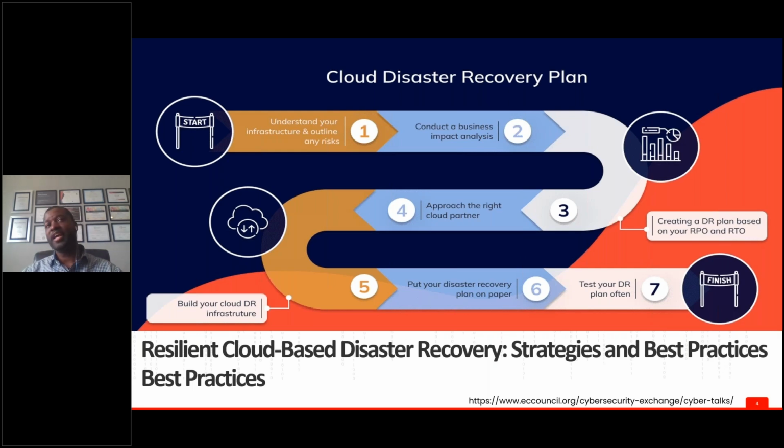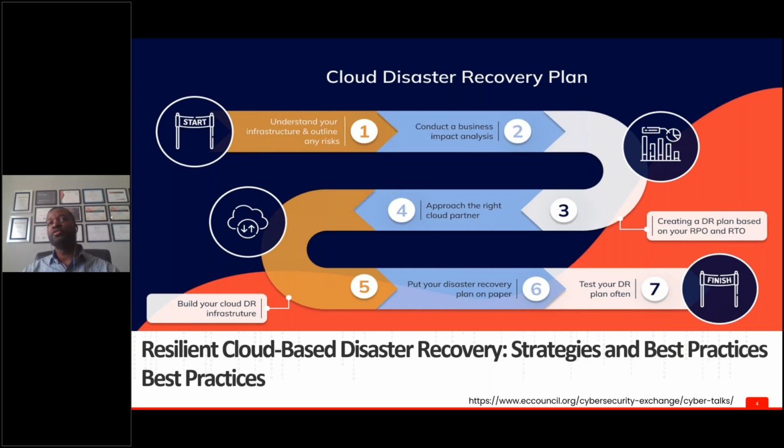Step 2 is conducting a business impact analysis, BIA. This is where we assess what's mission critical and what the downtime really costs. Now, this will help to prioritize what needs protection the most. Step 3 is creating a DR plan based on your RPO and your RTO. These two metrics, recovery point and recovery time objectives, are the backbone of your plan, right? Both of these metrics define how fast and how far back you need to recover.